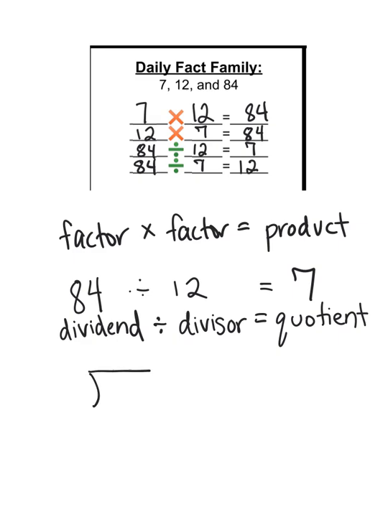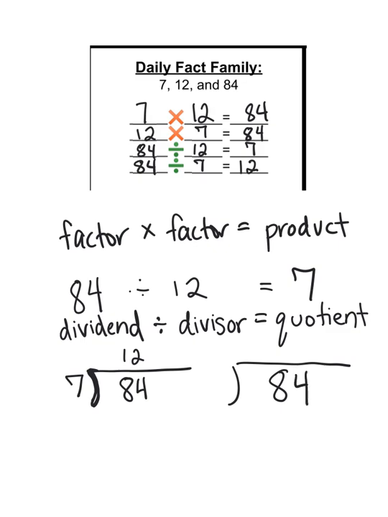Now, if you see your division sign written like this, then your dividend goes inside the division house. Your divisor goes here by the arched part, and then your quotient goes on top. Alternately, you could have dividend, divisor, quotient.